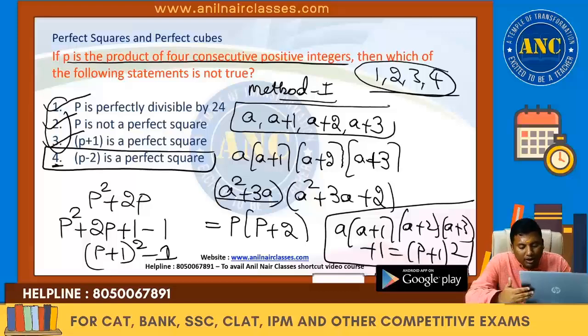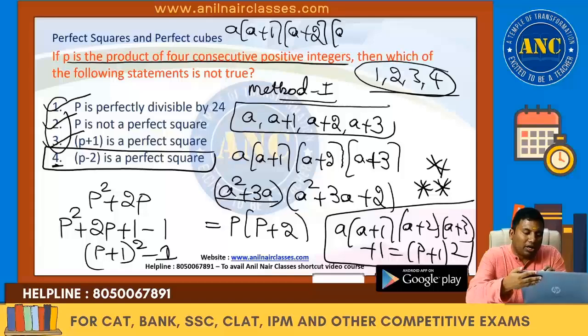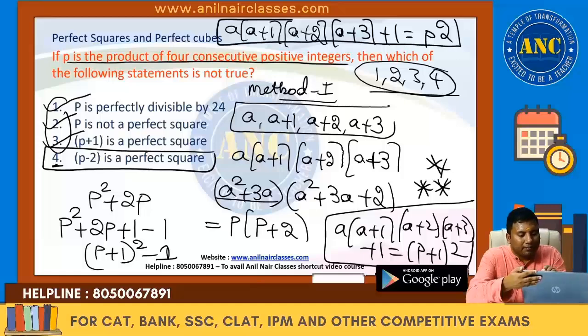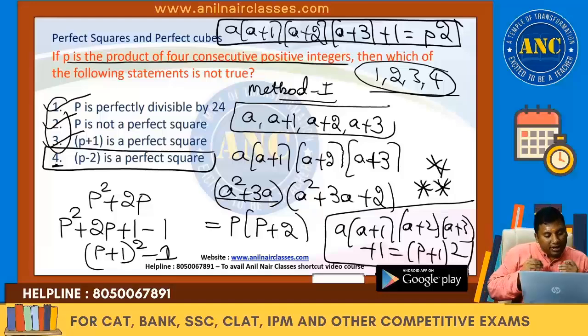But most importantly, I want to concentrate on this idea. Product of 4 consecutive positive integers plus 1 is nothing but a perfect square. This idea is very important to me. The next question is based upon this idea. I hope the concept is clear. The answer for this question is option 4.